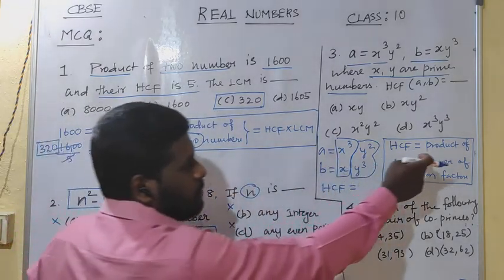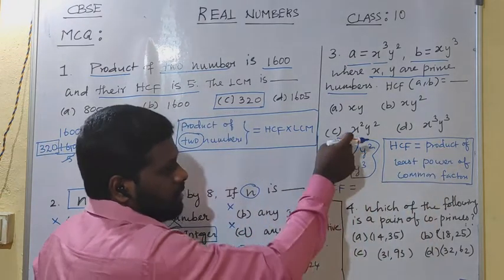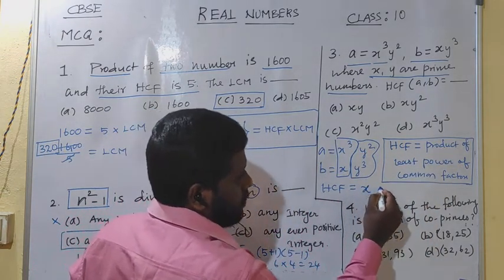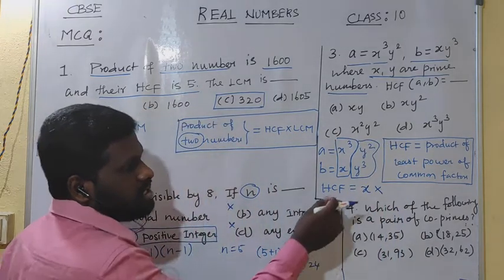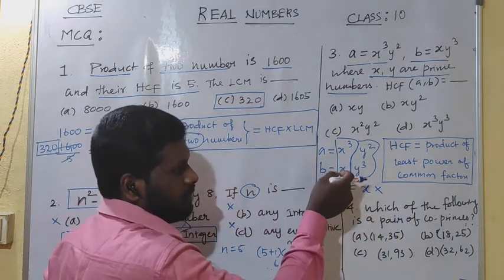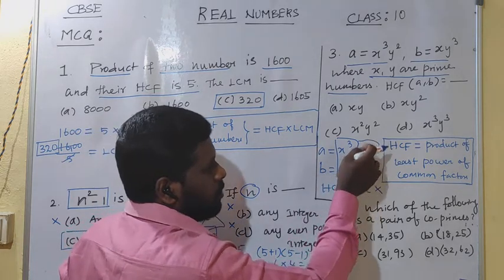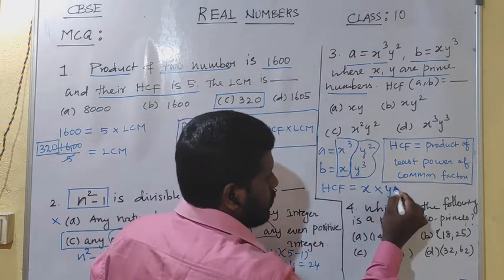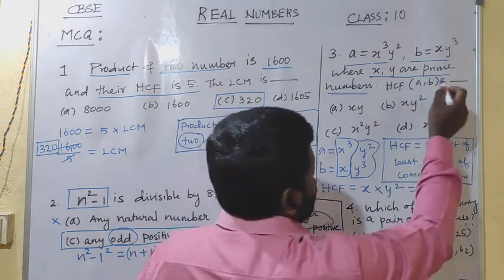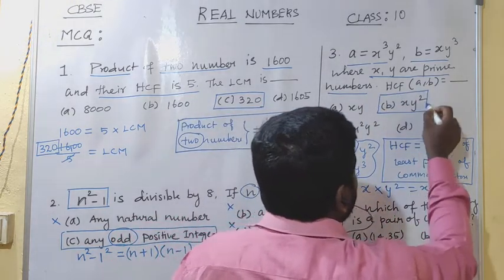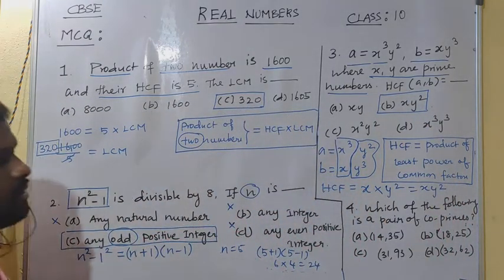Product means multiplication, right? So for x cube and x, the least power is x, the minimum power. For y squared and y cube, the least power is y squared. Therefore, the answer is xy squared. So I'm checking where the answer is. Option B is the right option. So my answer is option B.